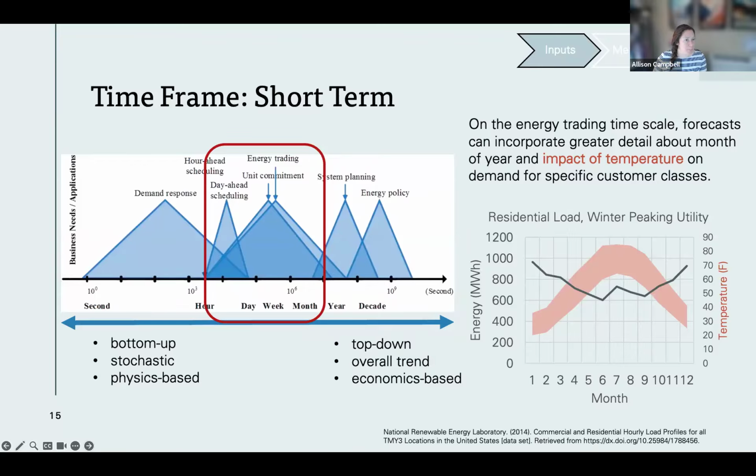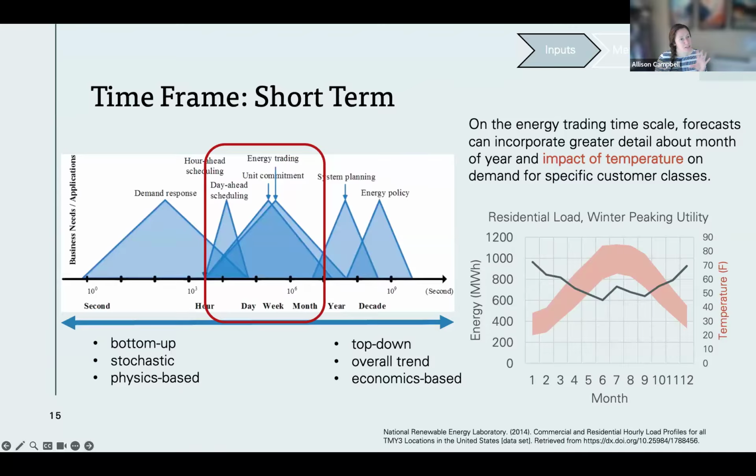In terms of time frame, we are looking now at what time frames are relevant for different purposes. So on the energy trading timescale, forecasts can incorporate greater detail about the month of the year and the impact of temperature on demand for specific customer classes.